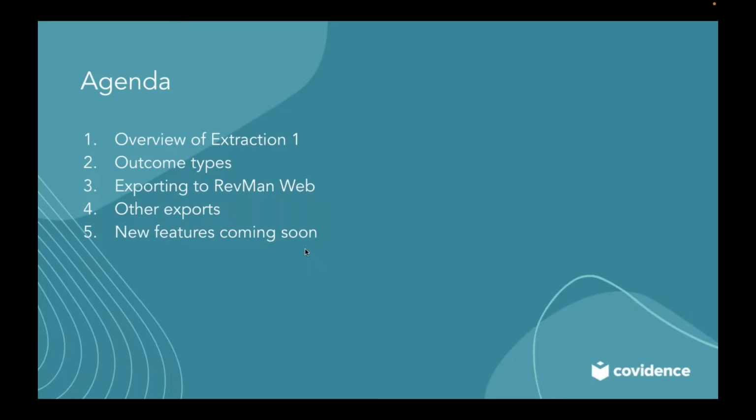So to talk about what we're going to cover today, the focus of our session is exporting your data from Covidence Extraction 1. We'll be covering exporting to RevMan Web and outcome types, as well as other export options. We're going to give you a live demonstration, and we'll also preview the improvements that are underway in setting up a template in Data Extraction 1. So we'll show you what's in development here at Covidence and what you can look forward to in the way of new feature releases. So before we start any of that, we're just going to run a couple of polls.